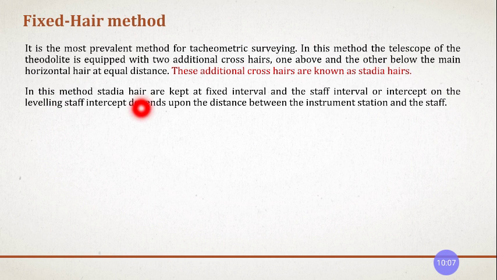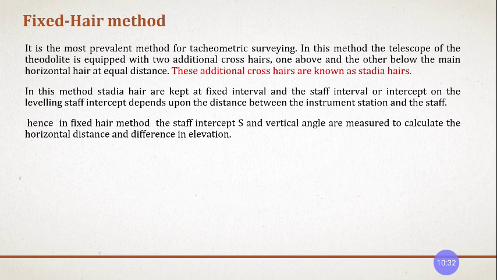In this method, the stadia hairs are kept at a fixed interval, and the staff intercept depends upon the distance between the instrument and the staff. S goes on varying because as the distance between the object and the station increases or decreases, S varies, right? How it will vary, we will see in the next slide. Hence, in the fixed method, the staff intercept and the vertical angle are measured to calculate the horizontal distance and the difference in elevation.